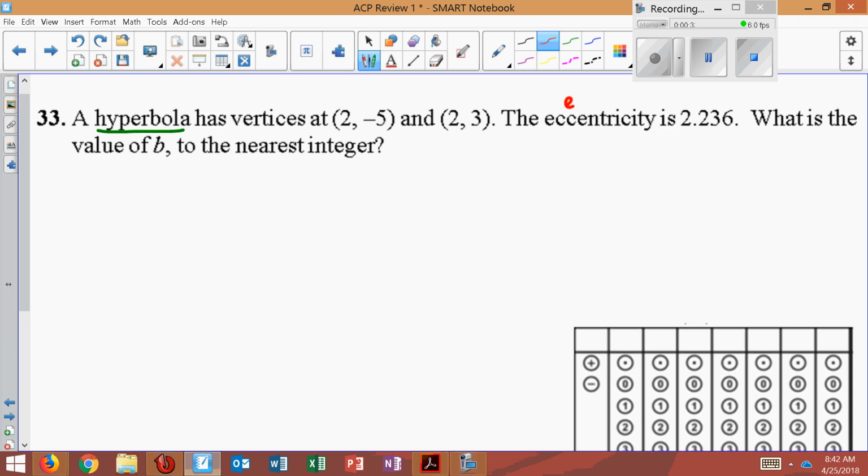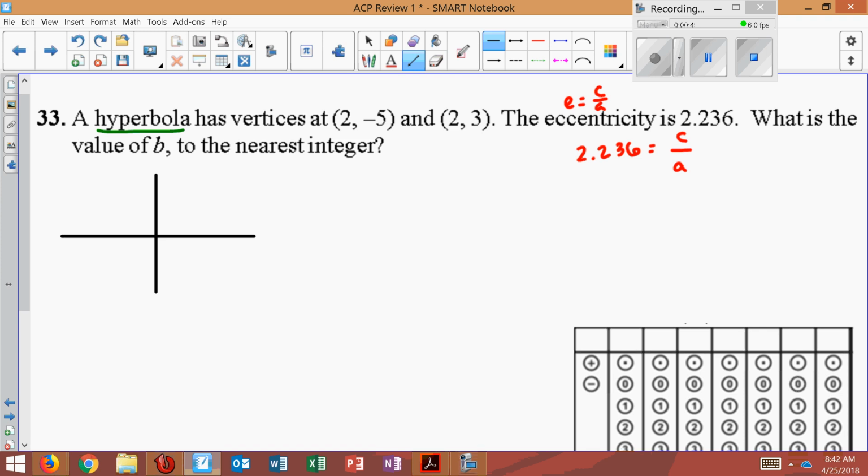Eccentricity comes from the formula e equals c over a. So in this case, 2.236 will equal c over our a value. So how do we solve this problem? Well, first, I'm going to just graph the points they've given me and determine if this is horizontal or vertical.